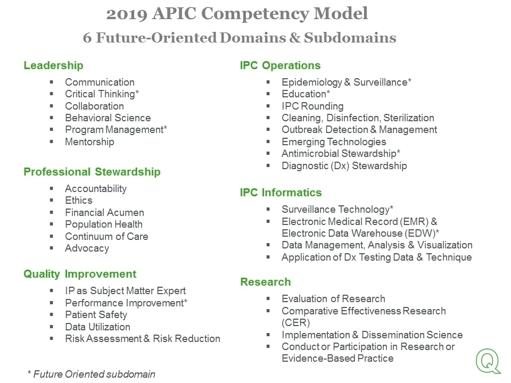We have listed here the 6 future-oriented domains contained in the 2019 APIC competency model. They are unique aspects for development to advance competency. The slide provides the subdomains within each domain. An infection preventionist does not have to achieve a level in each one of these competencies at the same time. So they may be more advanced in one domain than another. So progression within each domain is not expected to be synchronous. Next slide.